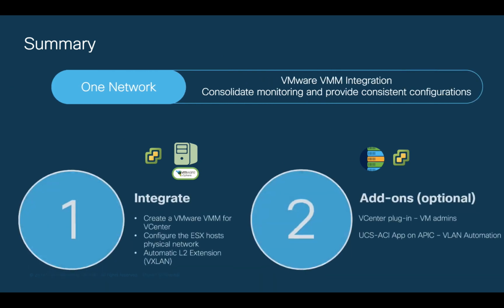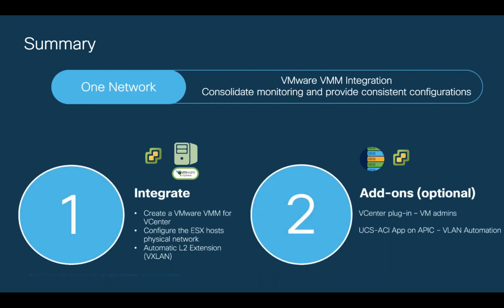As a summary, we learned how to integrate VMware to ACI using VDS, which will help us consolidating monitoring and will allow us to provide consistent configurations, especially at the logical network level, which we will cover in Module 3. Remember, ACI provides automated layer 2 extension between leaves, so you will be able to perform vMotion anywhere over ACI. We also learned that there are some optional add-ons that may be useful to the VM and UCS admin, and that we will cover them in upcoming chapters.